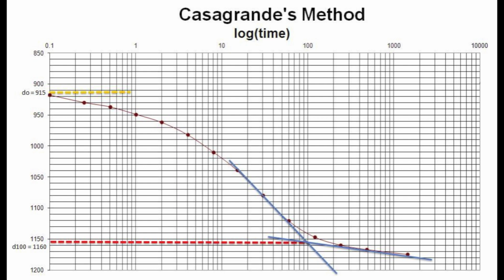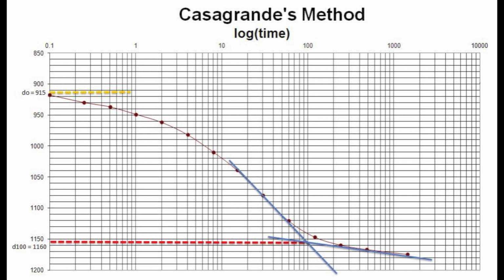So draw a tangent line from the primary portion of the curve that fits the straight line portion of the primary consolidation data. Then draw a straight line tangent to the secondary consolidation data points. Extend both lines so that an intersection is made. The corresponding dial reading at the intersection is theoretically D100, the deformation at 100% consolidation.